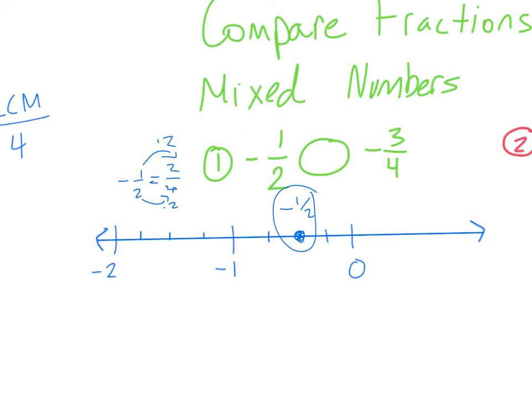So negative 3/4 isn't quite to negative 1, so it's going to be over here somewhere. So start at 0 and move 1, 2, 3. That right there is negative 3/4.